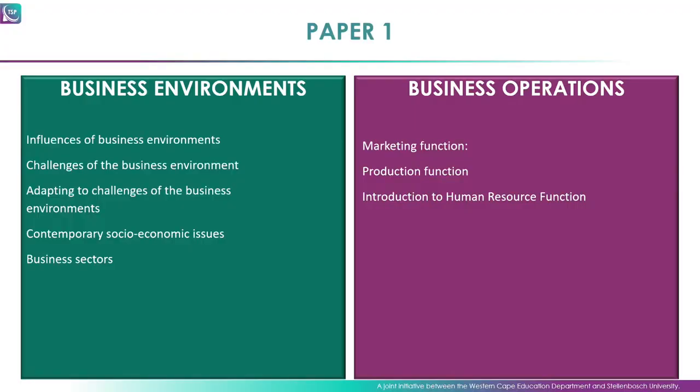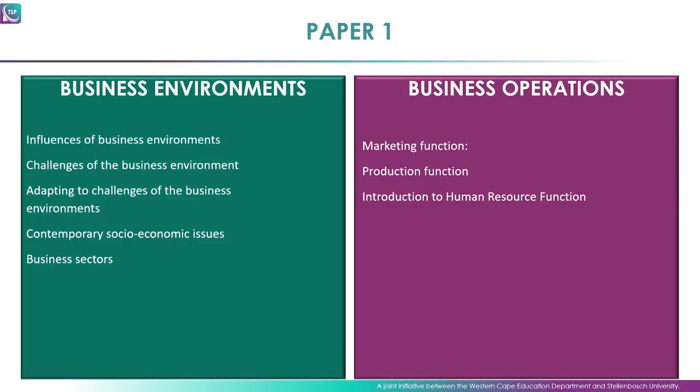Right, the second section, which is found in paper 1, is your business operations: marketing function, production function, and introduction to human resources function. Now, it may look like there's less content, but I can assure you the marketing function and production function are quite hefty sections. So there's a lot of content that goes into those two sections, and obviously the last one, human resources function, is just the introduction. Right, we do expand on it in grade 12.